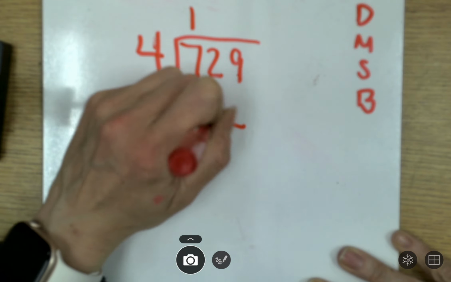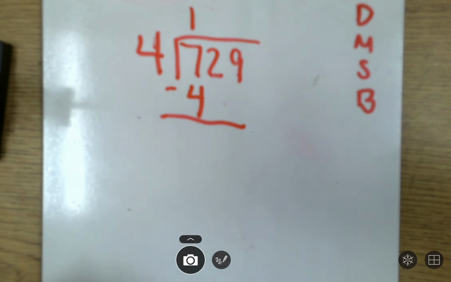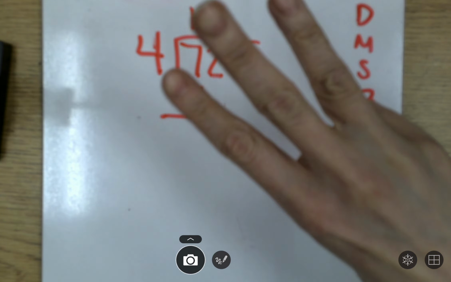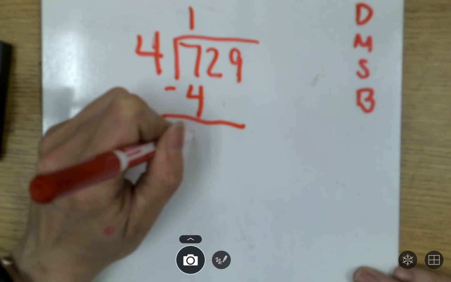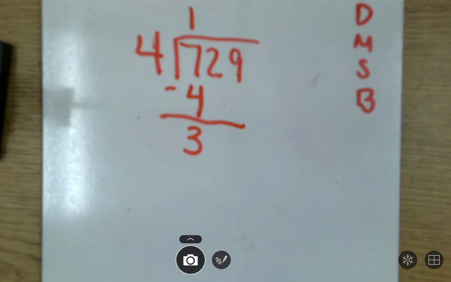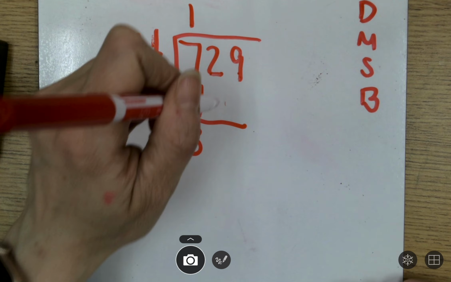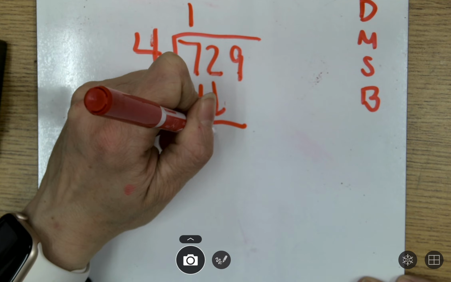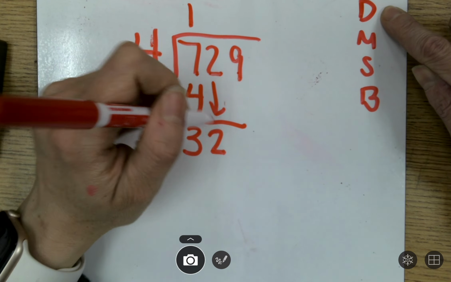I subtract. I put a 4 on my head. 4, 5, 6, 7. 7 minus 4 is 3. Next, I bring down the 2. And I work my way back to the top.